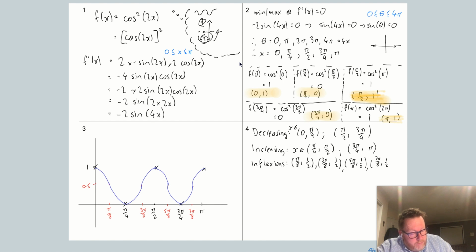These are coordinates this time. Before they were ranges or domains, sets. These are now coordinates. So how do you know whether it's a set or whether it's a coordinate? It's context, right? Inflections are points, but areas of decrease and increase are sets. Okay, concave down.